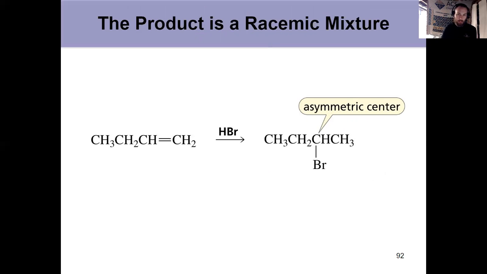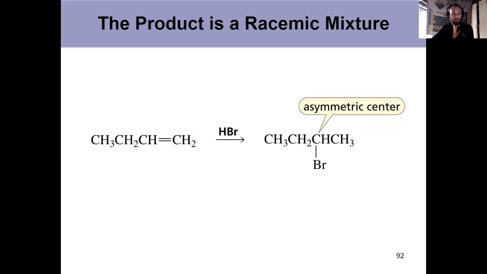Looking here now, this reaction is regioselective, and we formed an asymmetric center. So I have to ask myself what's going on with the stereoselectivity. This is an asymmetric center because it's got 4 different groups: the hydrogen, the methyl, the bromine, and the ethyl group. But in this situation, you see on the top, the product is a racemic mixture. I get a mixture of R and S in this case. And the question is why?